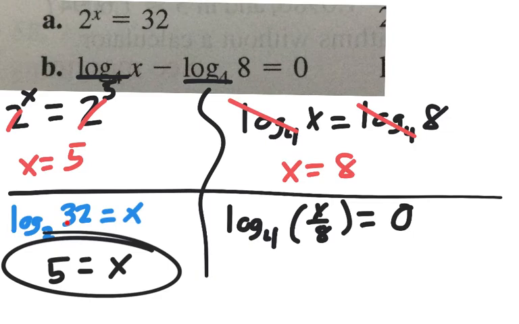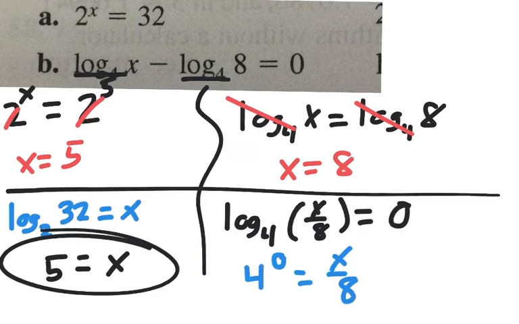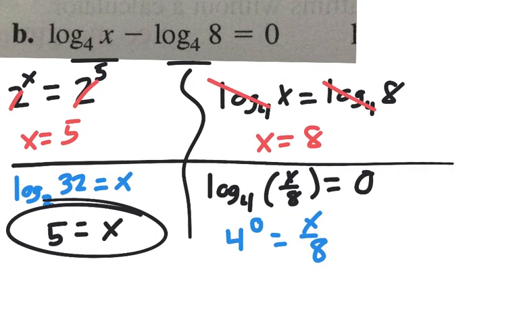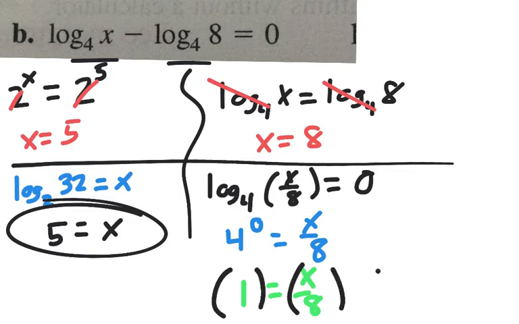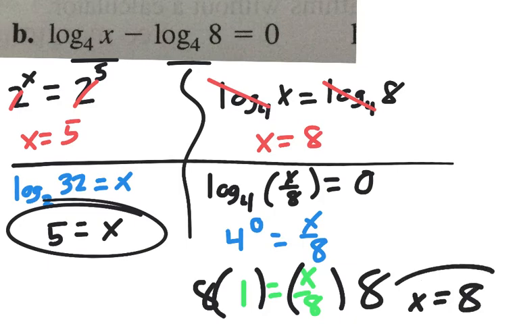And now what question is this asking? This is saying 4 raised to the 0 power is x over 8. Right, so what am I doing? I'm rewriting it from logarithmic form to exponential form because I know what 4 to the 0 is. 4 to the 0 is 1 equals x over 8. And then we can solve, right? Multiply both sides by 8. And that tells me x must be equal to 8.